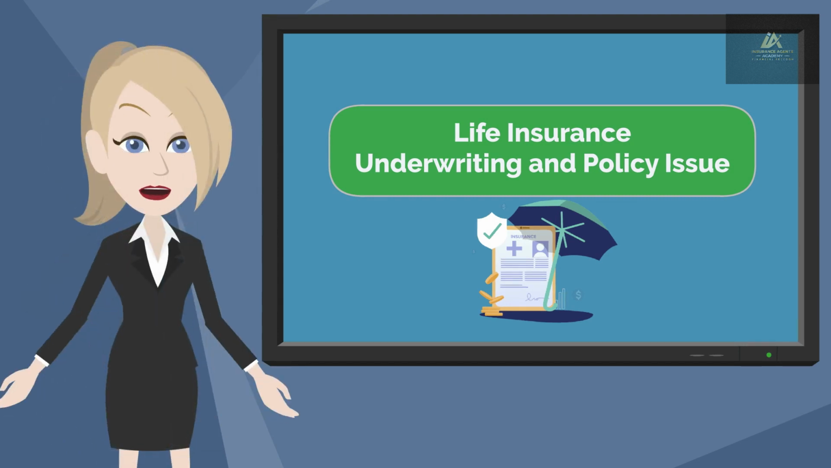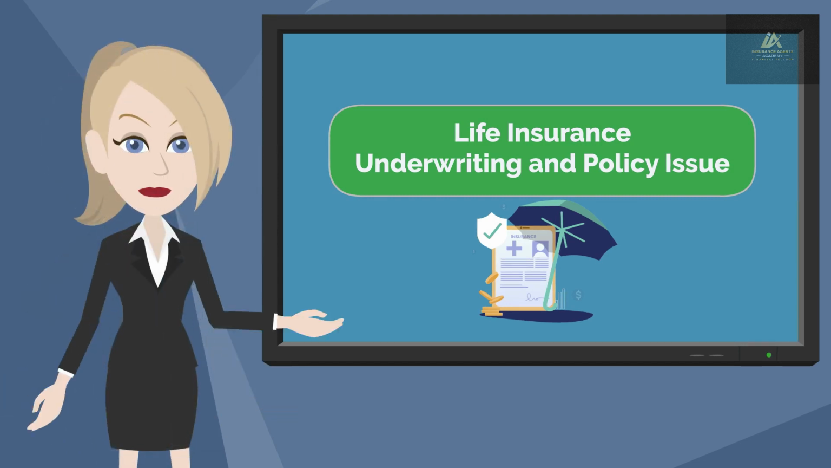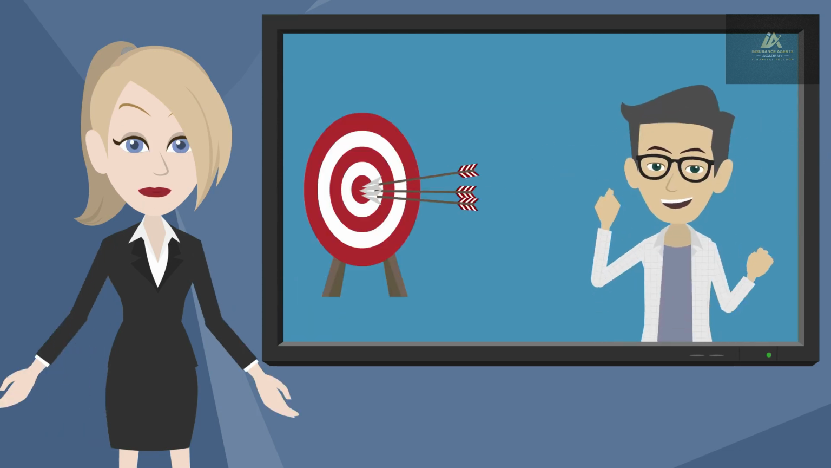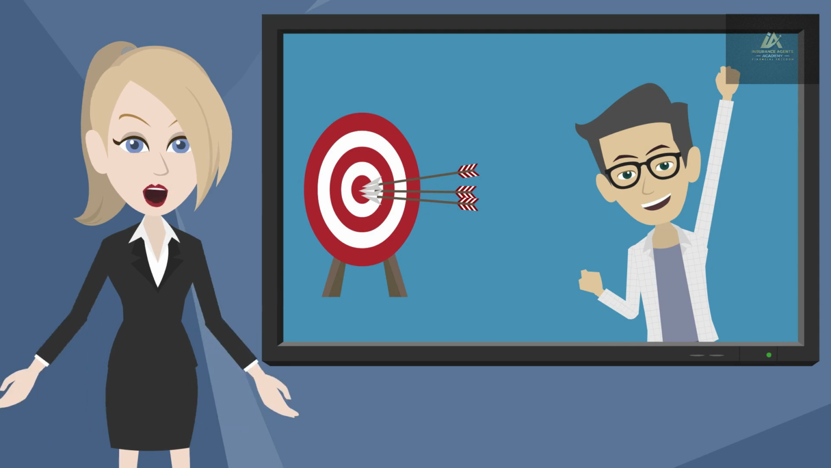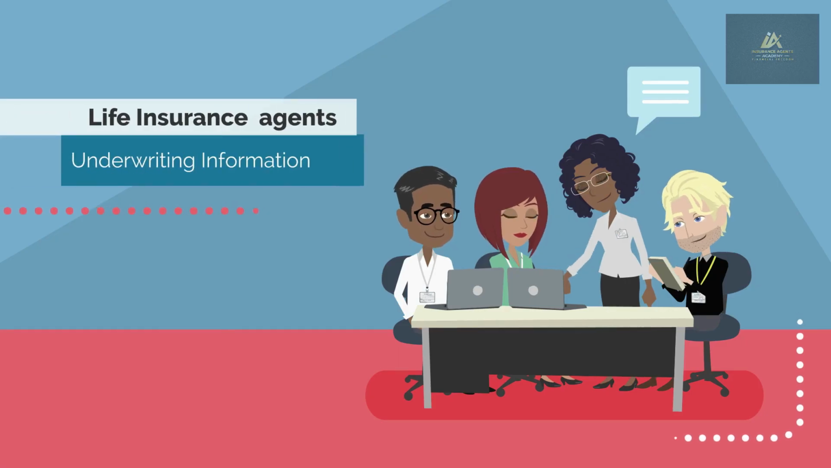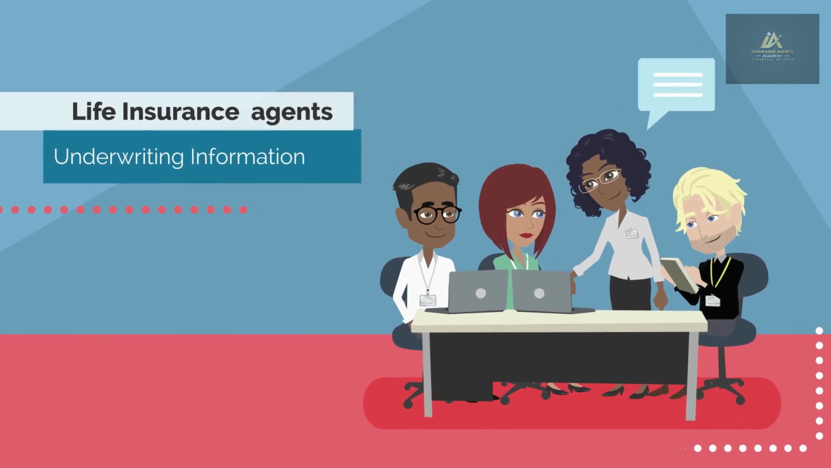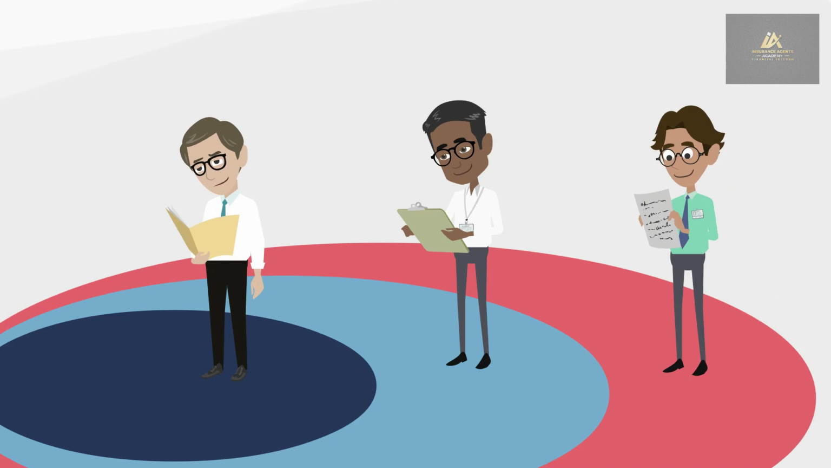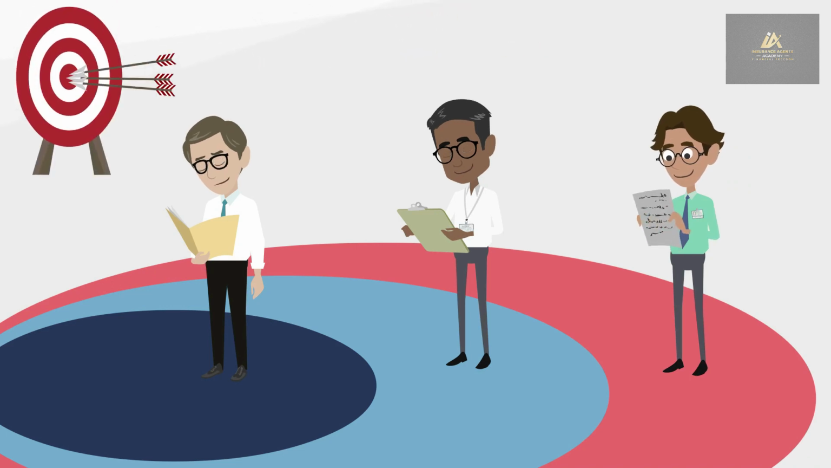You have now learned the concepts of life insurance underwriting and policy issue. Let's review some of the key areas from this section that will help you prepare to pass. Life insurance agents are involved firsthand in the underwriting process and are often a source of underwriting information themselves. All agents should know and understand the purpose and process of underwriting.